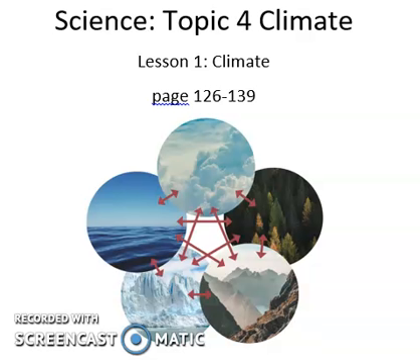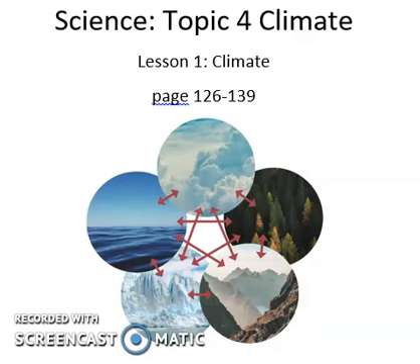Top of page 135. The header is called The Sun and Climate. The sun constantly sends energy toward Earth. This energy heats the Earth's atmosphere, water, and land. Each of these Earth systems heats differently. The differences in heating patterns affect weather and climate.